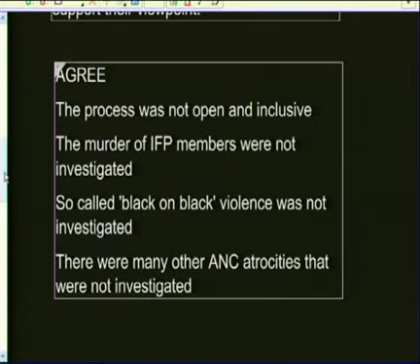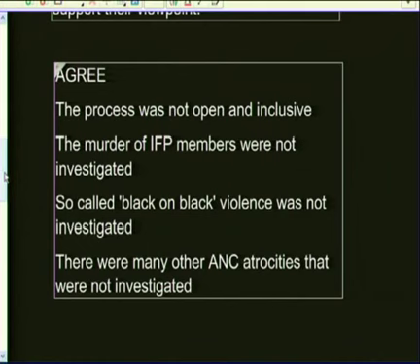Now let's look at the first one. The first option would be to agree. The process was not open and inclusive. The murder of the IFP members were not investigated. That is from the source. F.W. de Klerk did say that the murder of IFP members was not investigated, therefore the TRC was flawed.